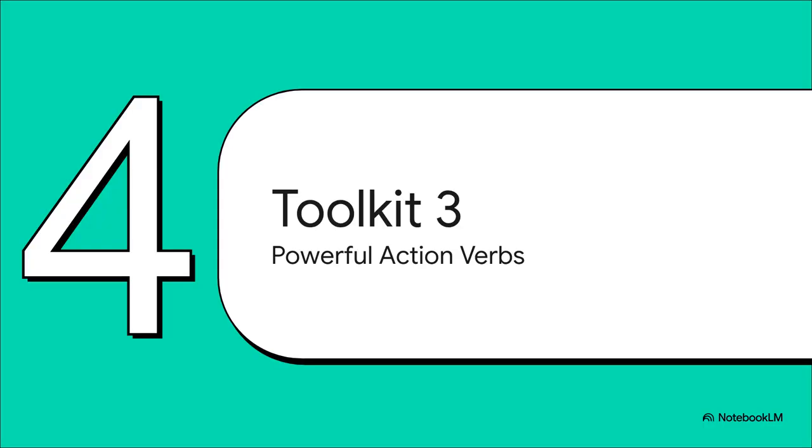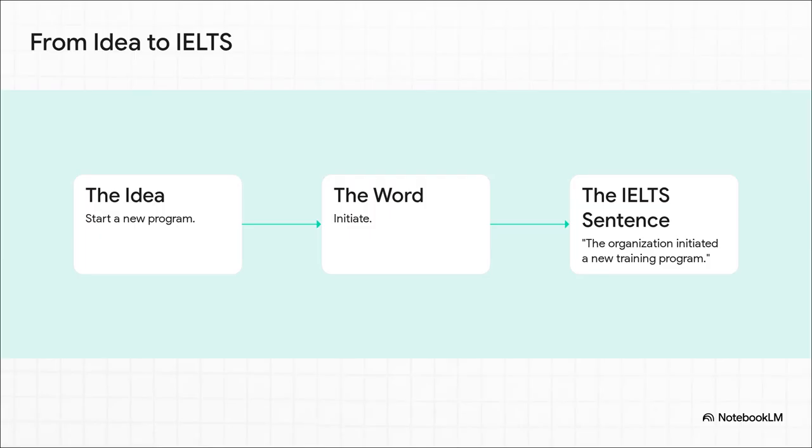For our third and final toolkit, we're talking about something that can seriously level up your writing score: powerful action verbs. In writing task 2, swapping out simple verbs for strong, precise ones makes your writing sound so much more academic and sophisticated. It's a game changer. Okay, check this out.